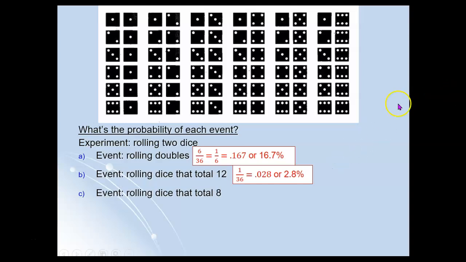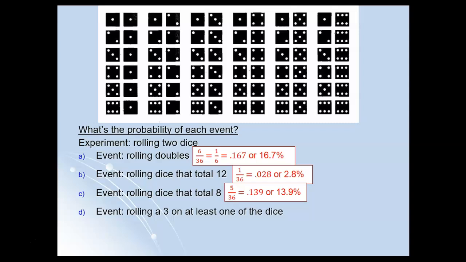What about the probability of rolling dice that total 8? Well, how many different ways could that happen? Out of these 36 outcomes, how many of them add up to 8? Well, let's see. There's 1, 2, 3, 4, 5. 6 and 2, 5 and 3, 4 and 4, 3 and 5, 2 and 6. So the probability of rolling a total of 8 would be 5 over 36, which would be 0.139 or 13.9%.